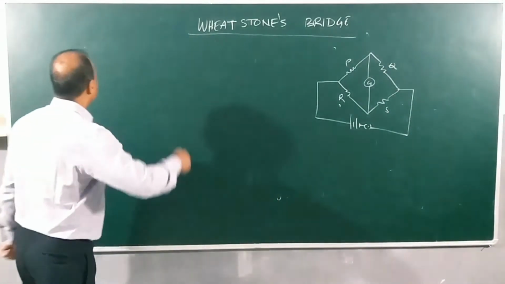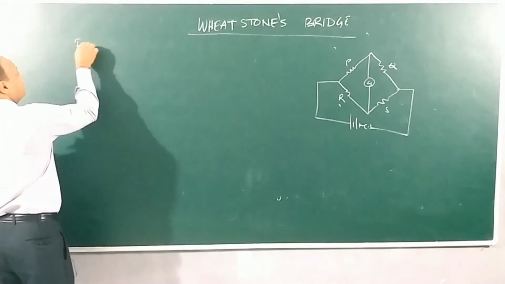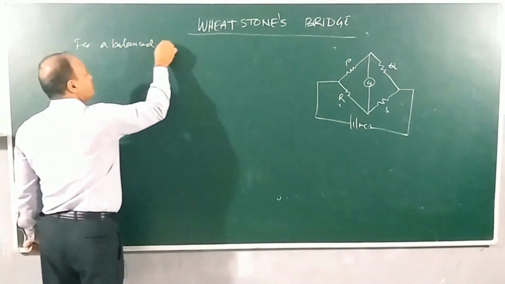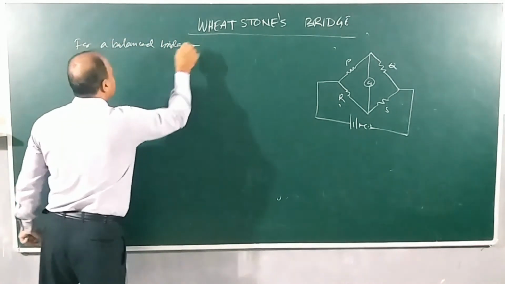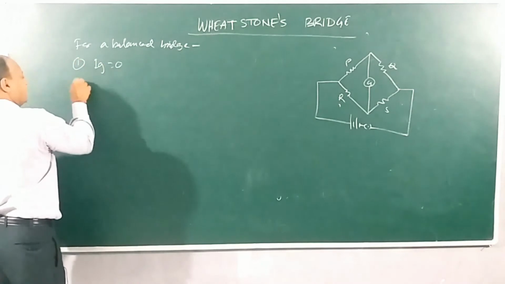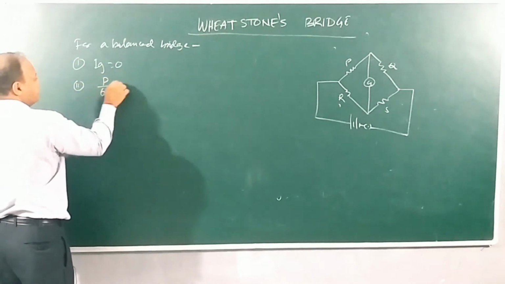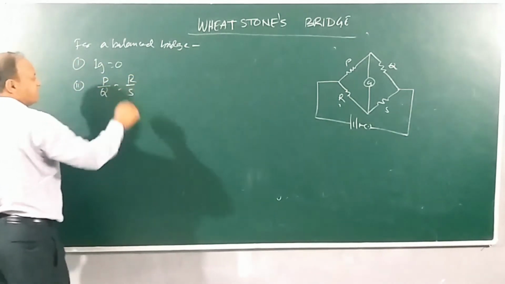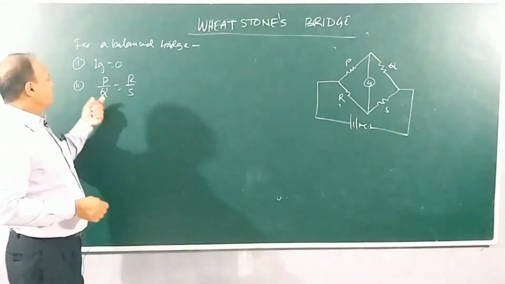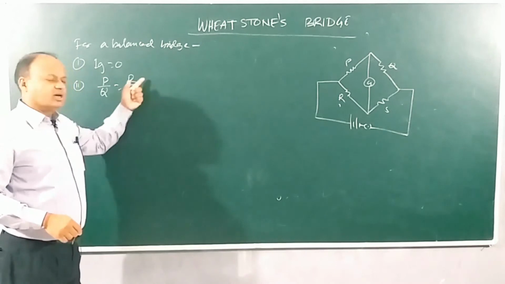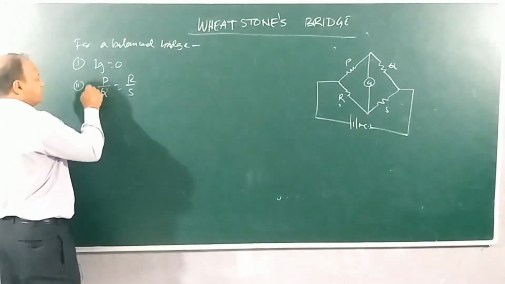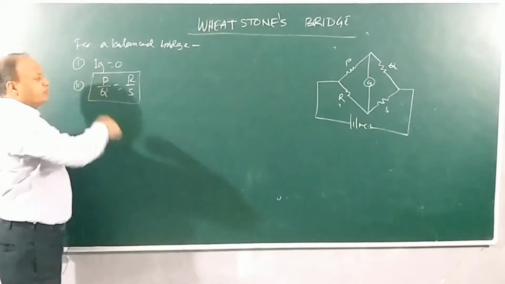So for a balanced bridge, two conditions we saw. First one, current through galvanometer is 0 and ratio of resistances in the adjacent arms is same. P by Q is equal to R by S. If one of the resistances is not known, we can always calculate. Suppose P is not known, S is not known, R is not known, Q is not known. Any one of these you can easily calculate. Now there is a very important aspect when you do numericals.